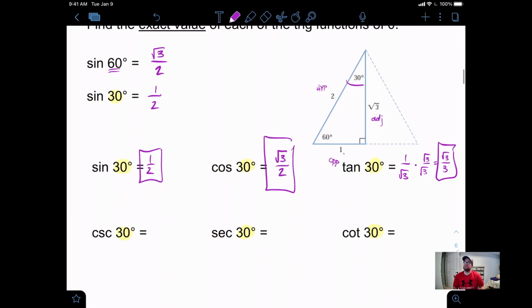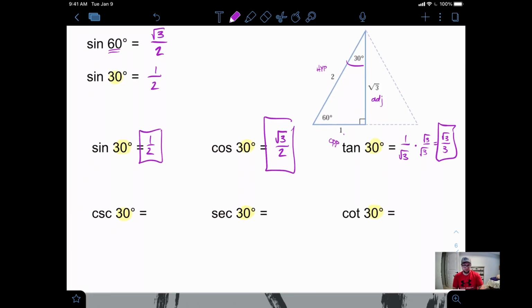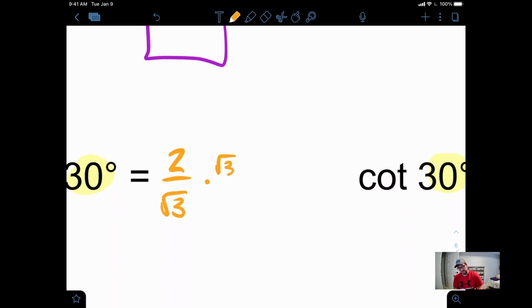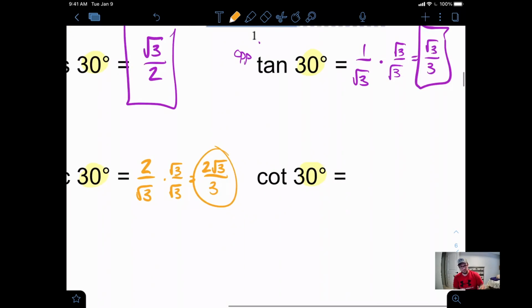Now for each of the other 3, they are just flips. Sine goes with cosecant, so this would be 2 over 1, which is equal to 2. Cosine goes with secant, so this would be 2 over the square root of 3. Now we do need to rationalize that, so we'll multiply by the square root of 3 over the square root of 3, which will make this 2 square roots of 3 over 3. Because the square root of 3 times the square root of 3 would be the square root of 9. Square root of 9 is 3.